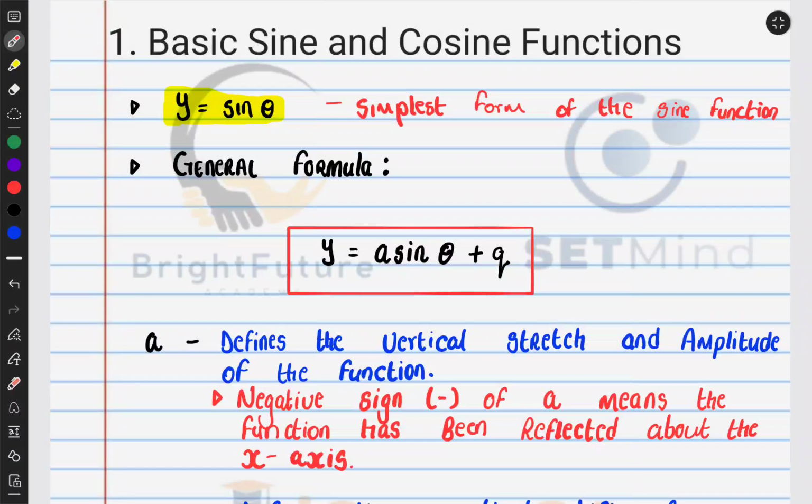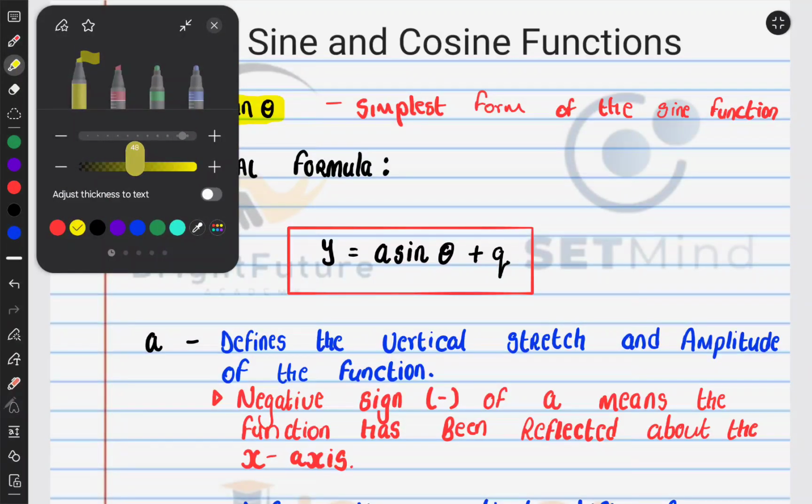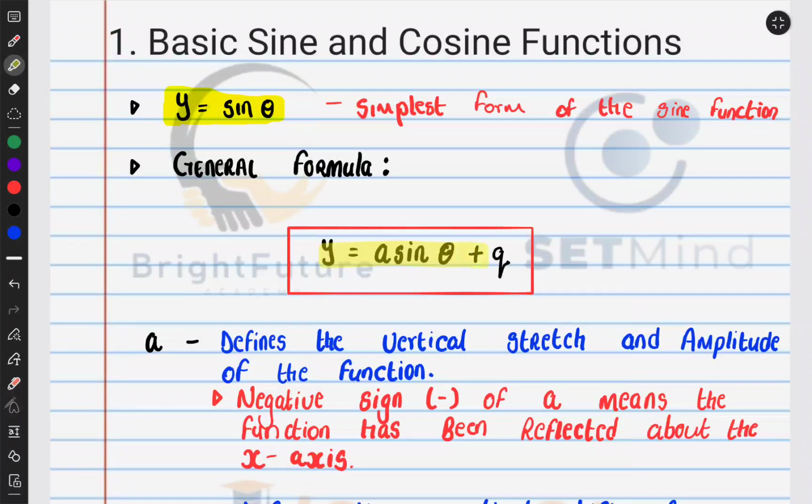So as you know, with functions, they can be shifted up or down, they can be shifted horizontally, and they can also be stretched. The same thing applies to the trigonometric functions. They can also be shifted up and down, they can be stretched, and once we deal with stretching and shifting the function and also reflecting the function, that is when we deal with the general formula that you see here. The general formula for the sine function is y is equal to a sine theta plus q.